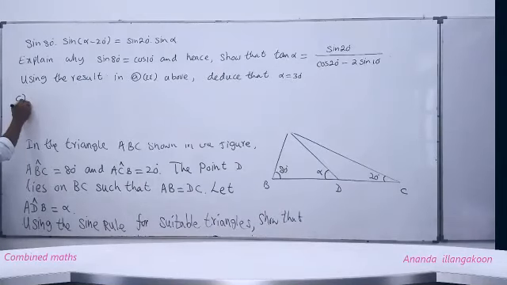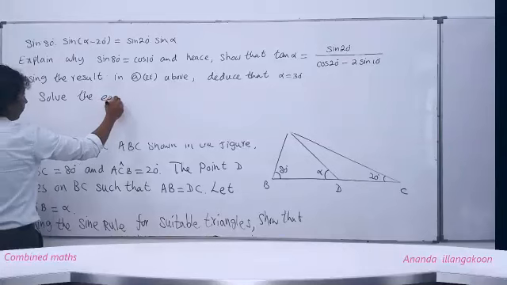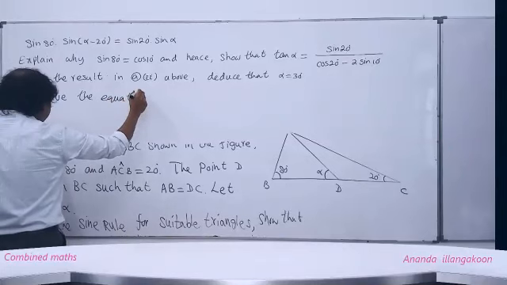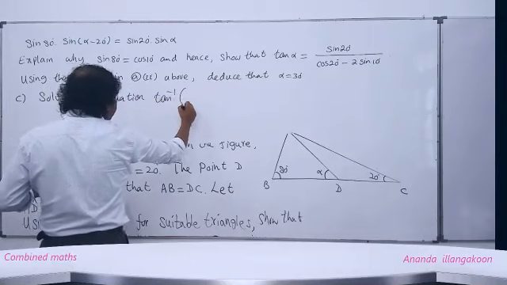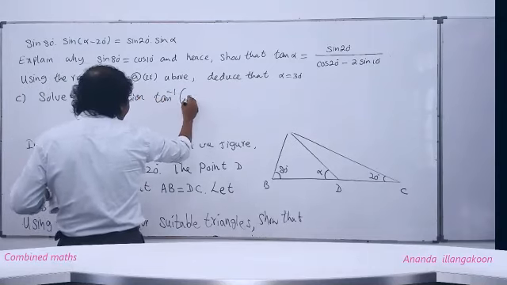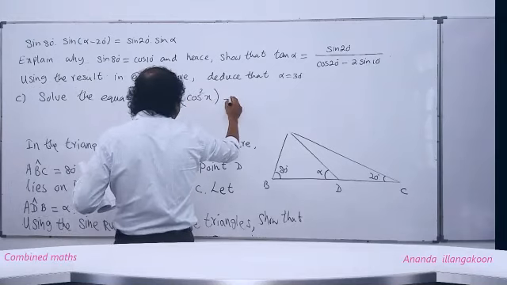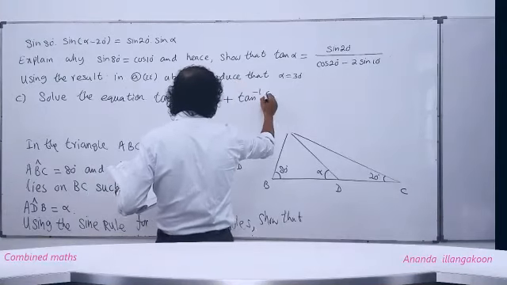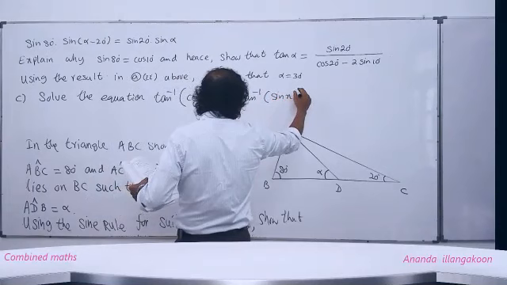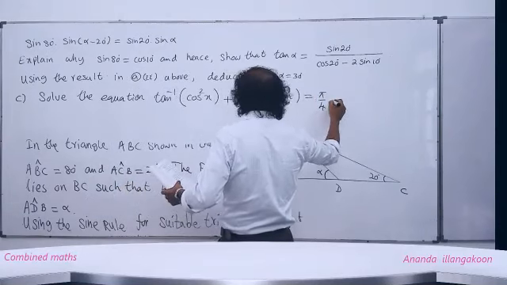Part C. Solve the equation: tan inverse cos squared x plus tan inverse sine x is equal to pi by 4. So all we have to do, people, is find x.